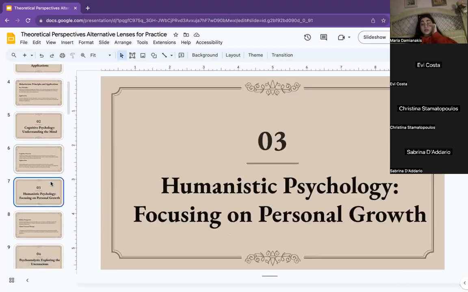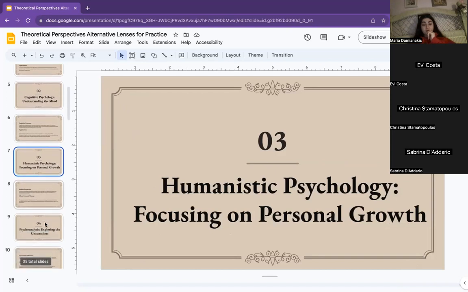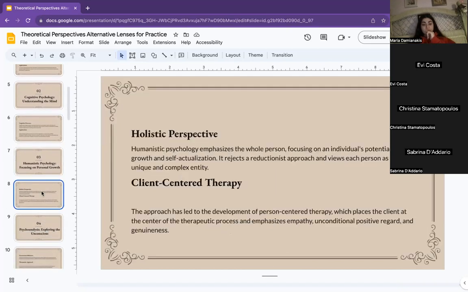Okay, number 3 is humanistic psychology, focusing on personal growth. First we have the holistic perspective. Humanistic psychology emphasizes the whole person, focusing on individuals' potential for growth and self-actualization. It rejects a reductionist approach and views each person as a unique and complex entity. Client-centered therapy is the approach that has led to the development of person-centered therapy, which places the client at the center of the therapeutic process and emphasizes empathy, unconditional positive regard, and genuineness.